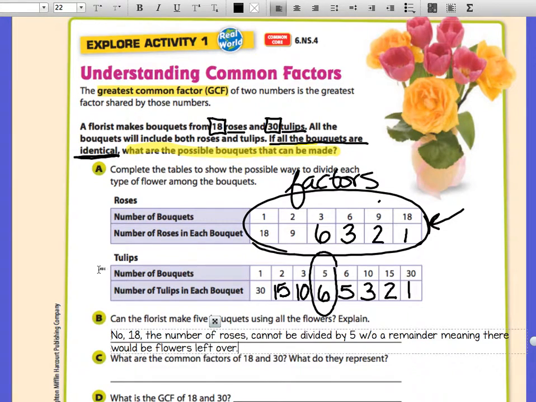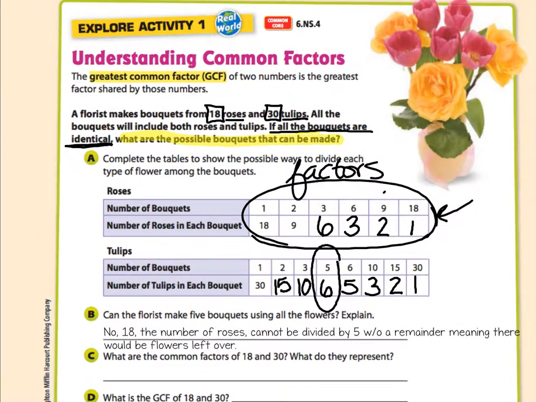Okay, so basically what you're looking at is saying, okay, well, do they have common factors? And in this case, 5 is not a common factor. So what are those common factors of 18 and 30? Well, let's take a look.